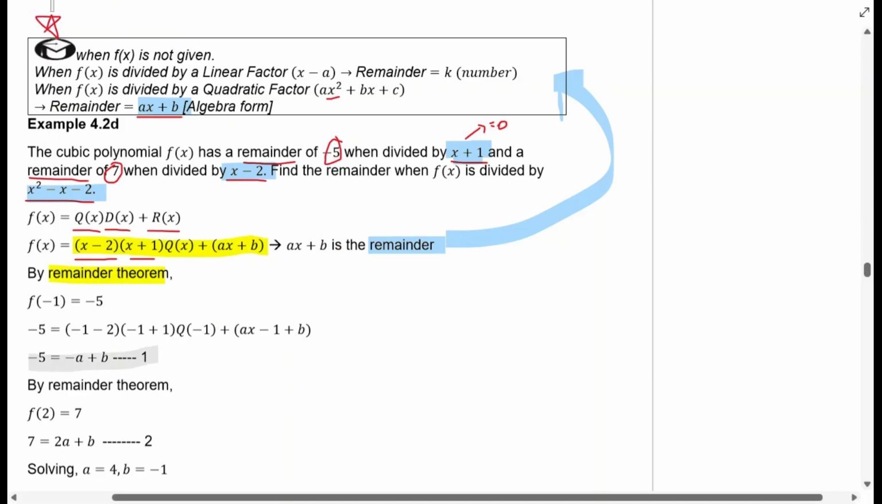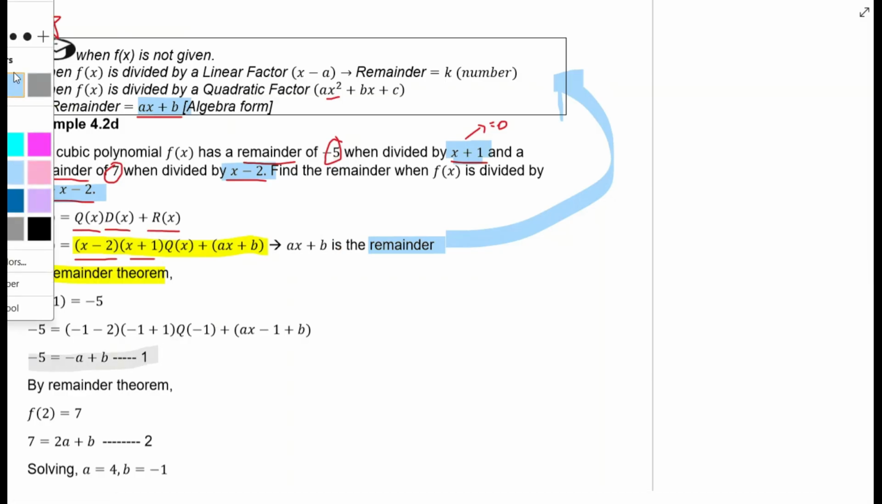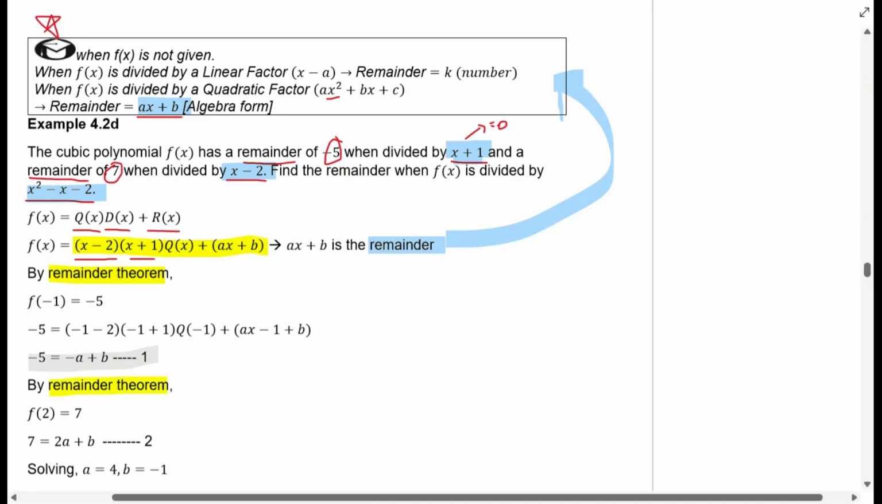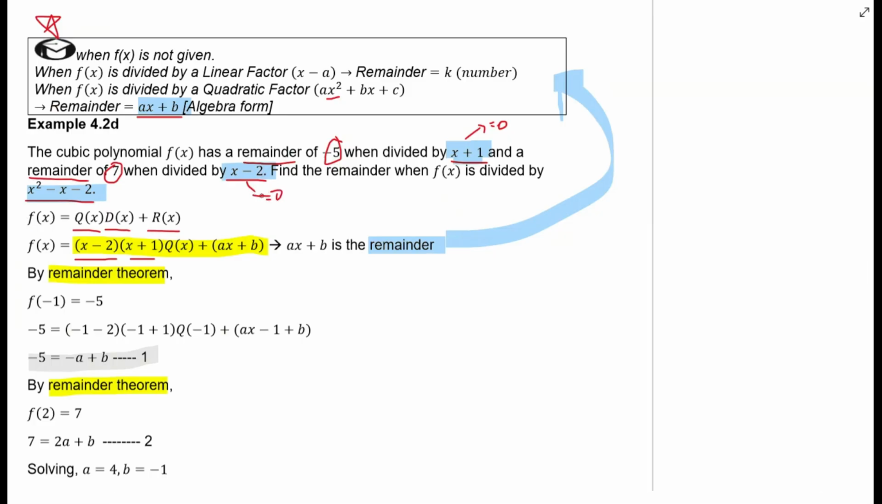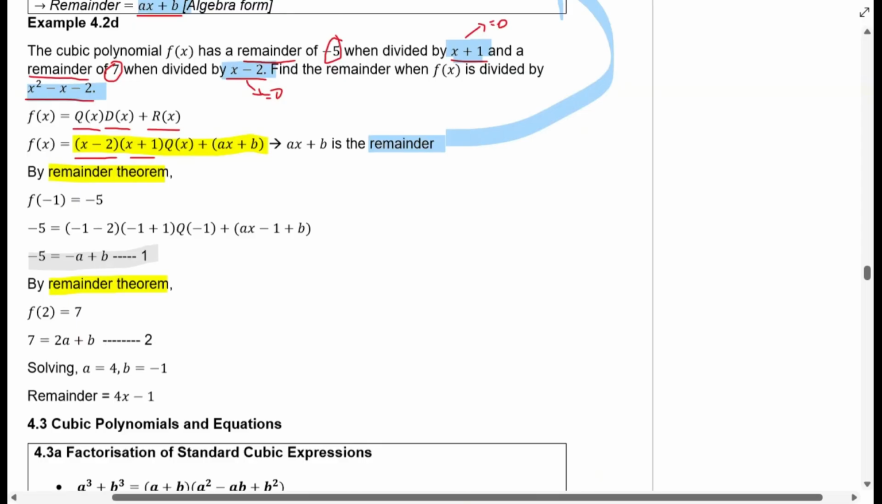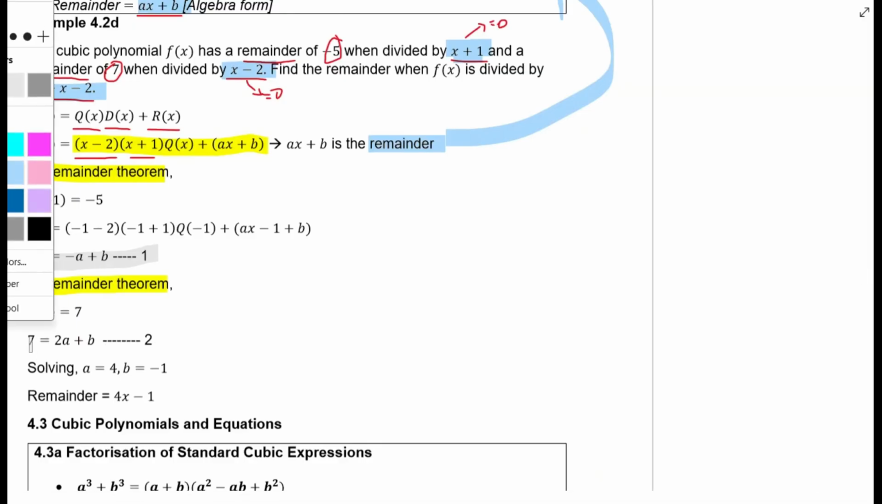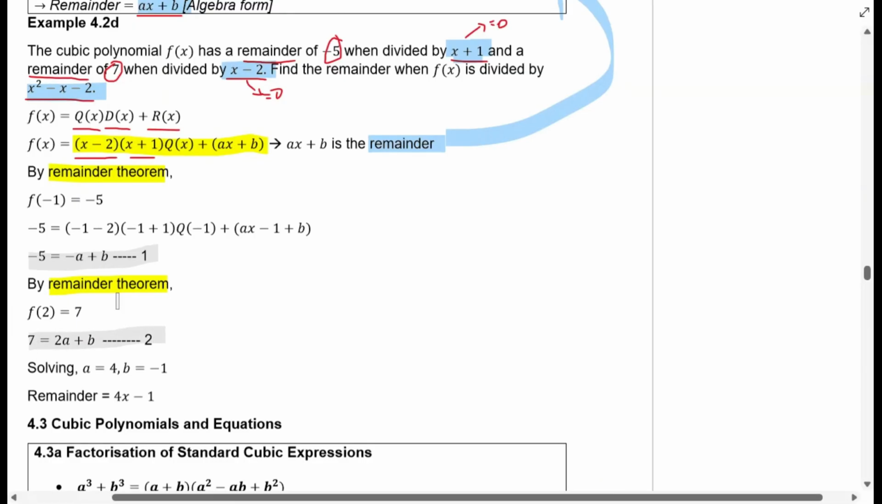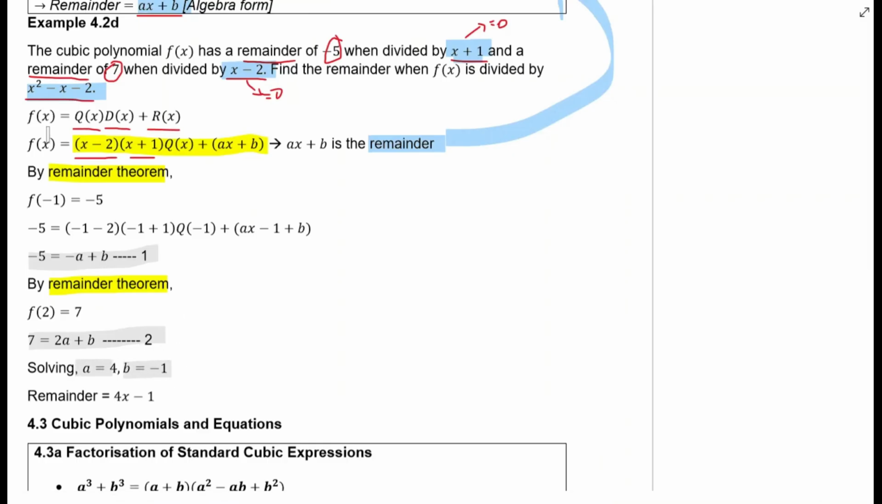And then by remainder theorem again, we'll repeat the same thing with our other factor. So let this equals to 0, then you get x equals to 2. And then you sub it in, get your second equation. Then you will solve the simultaneous equations, and then you get your values of a and b. And subbing these values back into the remainder ax plus b, then you get 4x minus 1 as your remainder, and that is your answer.